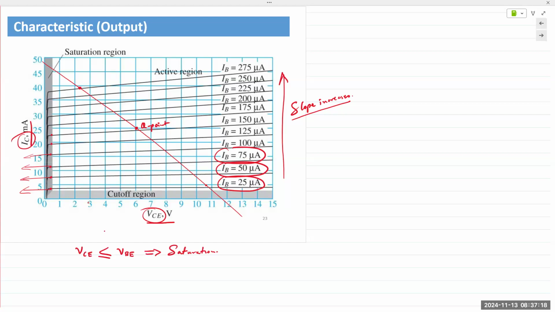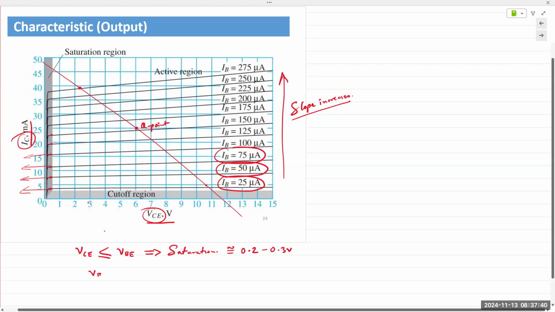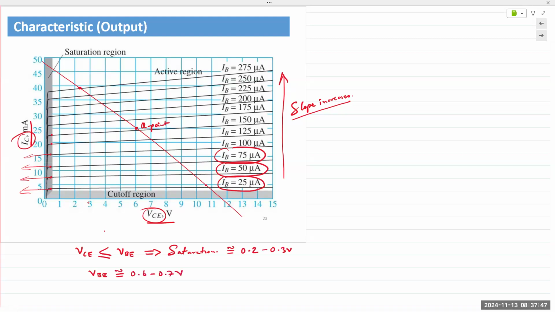When the transistor is in saturation, typically the VCE values are around 0.2 or 0.3 volts. And we are just talking about silicon transistors. Okay, we won't talk about anything else. Typical or approximate values for transistors in saturation is 0.2 to 0.3 volts. And if we are talking about the forward active region, then the base emitter junction is forward bias. So this is also similar to a forward bias PN junction. So the value for VBE would be about 0.6 or 0.7 volts.